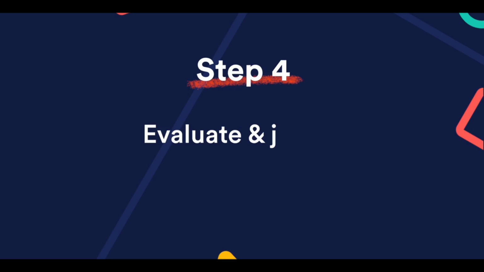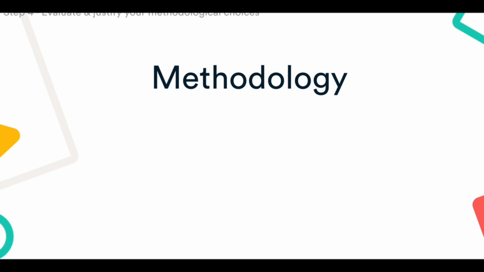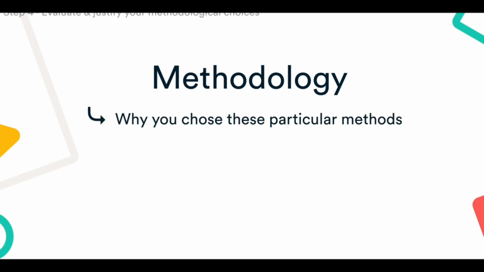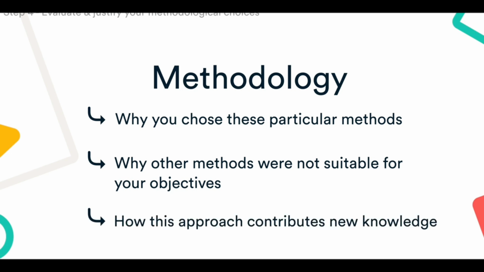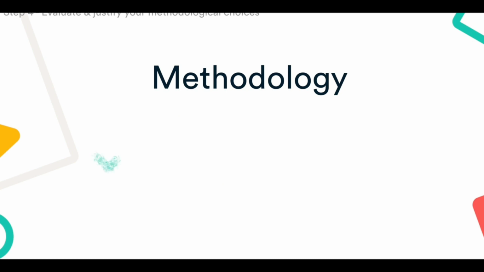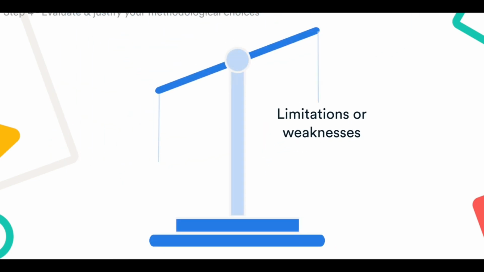Step 4. Evaluate and justify your methodological choices. Your methodology should make the case for why you chose this particular method, especially if you did not take the most standard approach to your topic. Discuss why other methods were not suitable for your objectives and show how this approach contributes new knowledge or understanding. You can acknowledge limitations or weaknesses in the approach you chose, but justify why these were outweighed by the strengths.